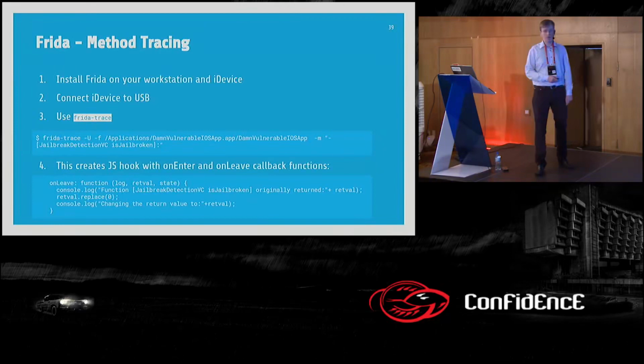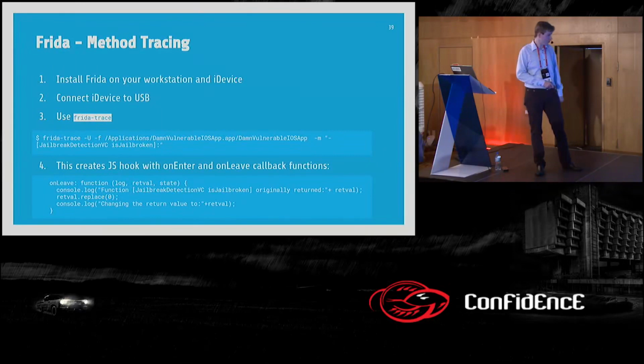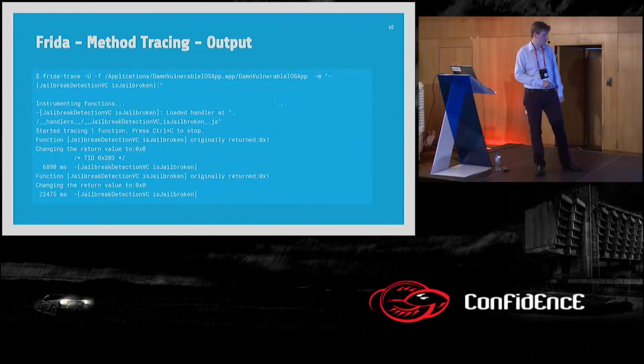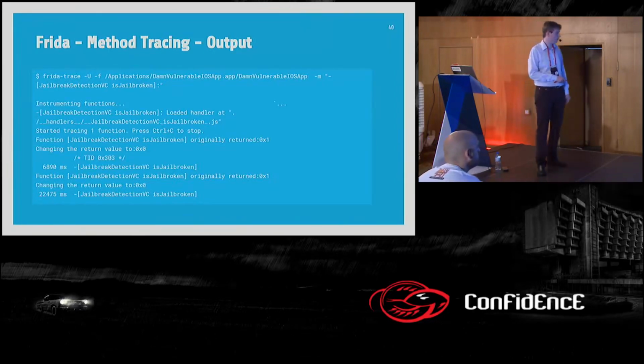This will enable you to see what arguments were passed to the function and what values were returned from it. So we'll replace the return value and change it to 0, retval.replace(0), and we'll see what happens. We launch the application. This you do on your workstation, and it says it's instrumenting functions, all good. Started tracing one function. It detected it, all good. And then you also see the time.